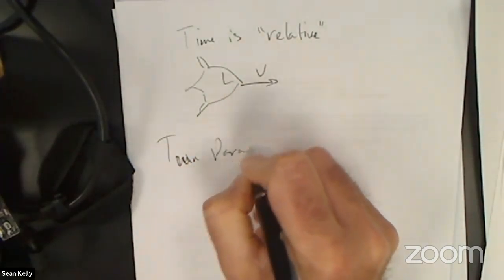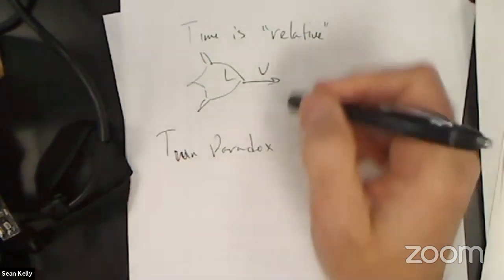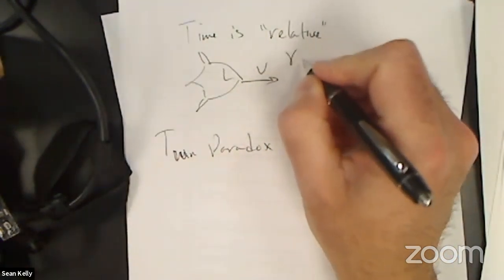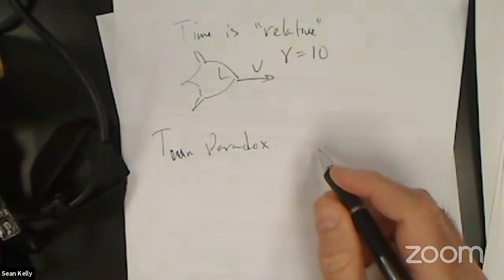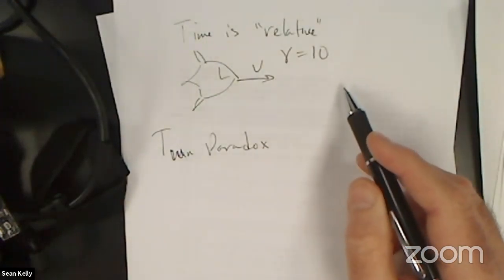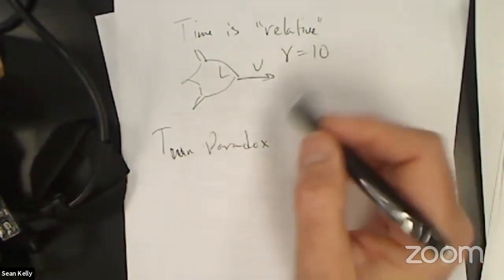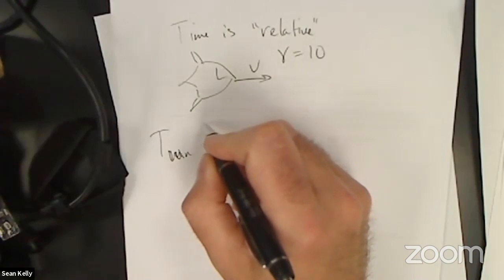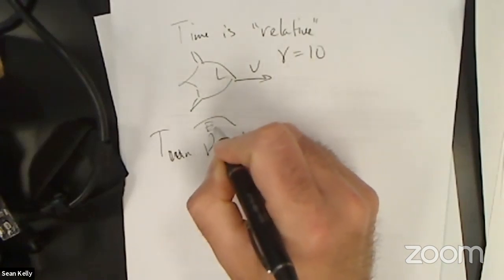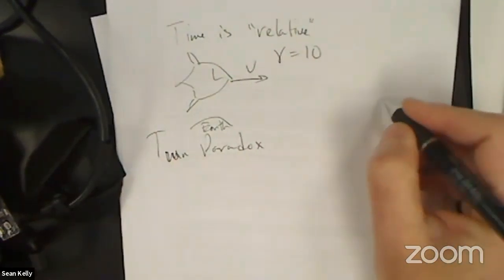The twin paradox, and I'll tell you about the paradox in just a moment. I'm going to give you a gamma of 10. Now, you don't have to worry about what the speed is, just know that the gamma is 10. So what's going to happen? I'm going to leave the Earth in my rocket, and I'm going to go to the nearest star.